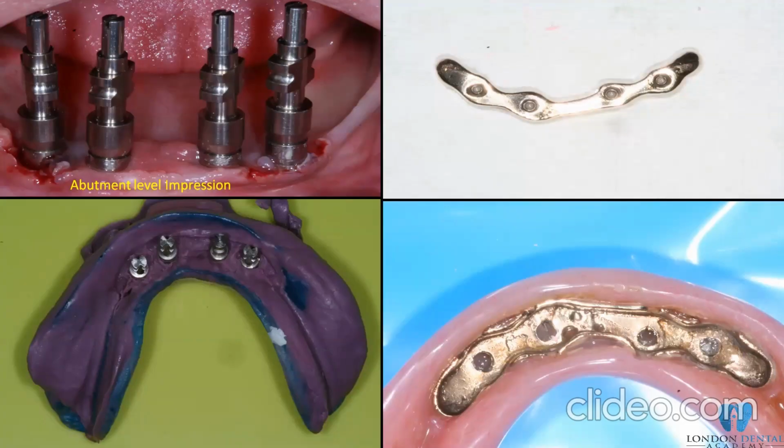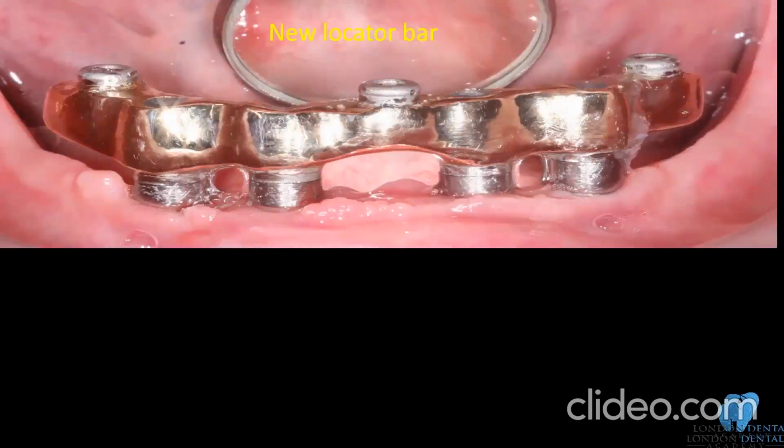Moving forward, at that time we did not have CAD/CAM. So I decided to go for a new system, which we call a locator bar. We have a gold bar with 3 locator abutments fitted on top of the bar, as you can see, and a very nice fit, although it's cast. You need to be careful the bar is not chunky, otherwise it will undermine the structure of the dentures and the fit of the denture as well.